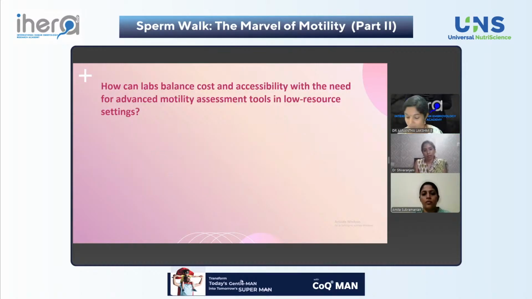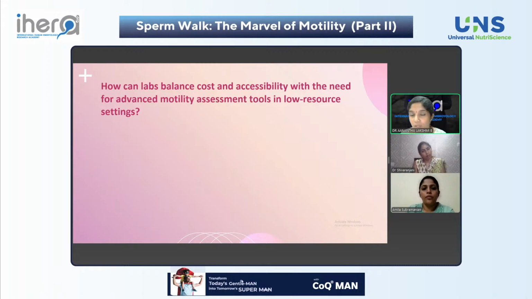Then the duration also matters, if the time between sample collection and assessment is very long, mainly in cases of high viscosity or when liquefaction time is more. There we can expect a little more variation in the motility, because we are waiting for liquefaction to happen. If it does not, then we are using mechanical or enzymatic methods. The same goes with viscosity. In those situations, we might get inaccurate motility. Yes, sir. Thank you for that.